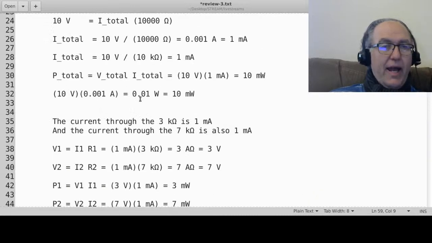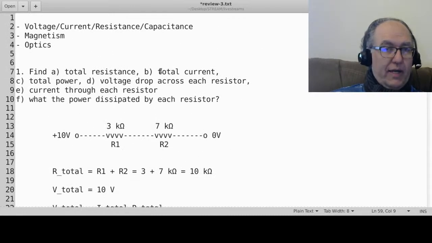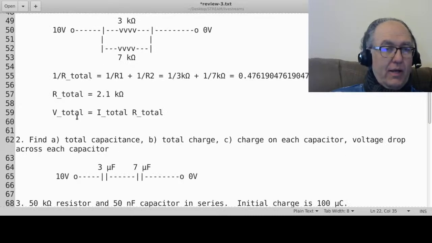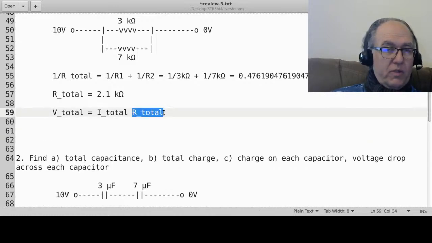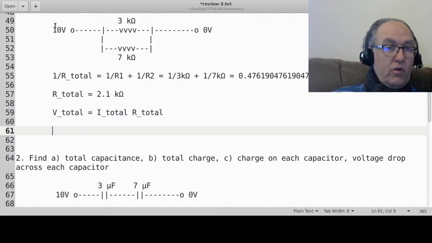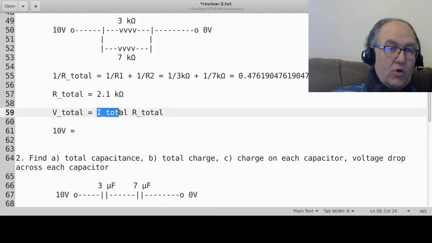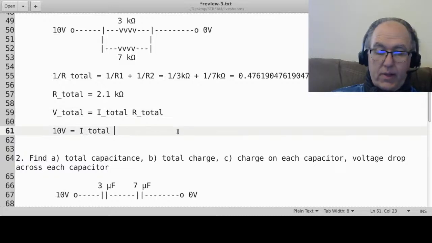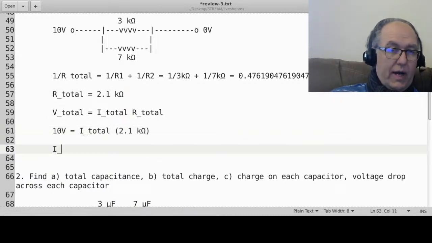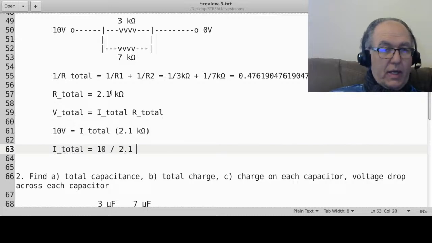resistance of that circuit. Okay, now what? Well, what it asks for next is the total current. The total current uses the same formula, namely Ohm's law, but now you're going to be using for your total resistance the effective resistance of 2.1 kilo ohms. The total voltage is 10 volts, and the total current is what we're trying to solve for, and the resistance is 2.1 kilo ohms. So I total is equal to 10 divided by 2.1 kilo ohms.